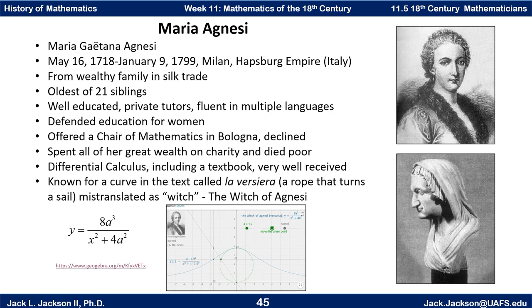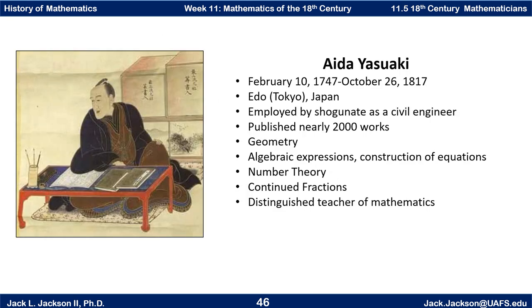The next person I want to look at, we're going to move away from Europe altogether and go over to Japan. Aida Yasuaki, born in 1747, died in 1817 in Edo, which is now Tokyo, Japan. He was employed by the shogunate as a civil engineer, published nearly 2,000 works, so he published lots and lots of things. He worked in geometry, algebraic expressions, construction of equations, number theory, continued fractions, and he was a distinguished teacher of mathematics. So one of several people we could lift up there.